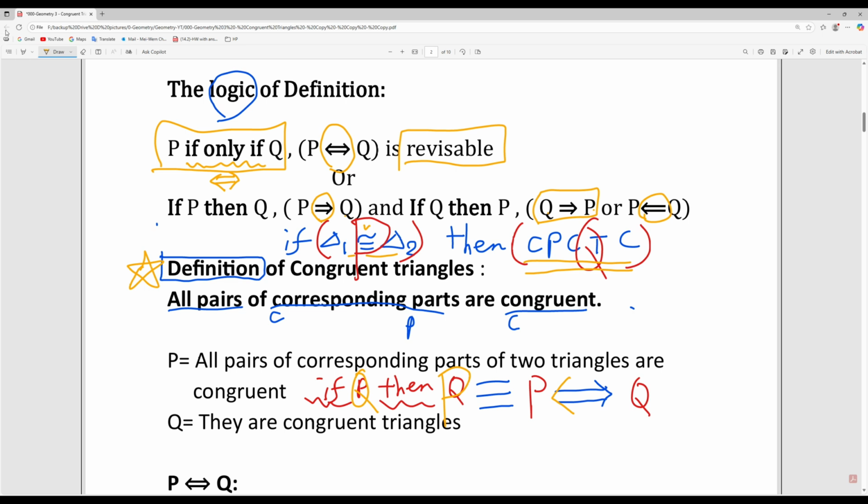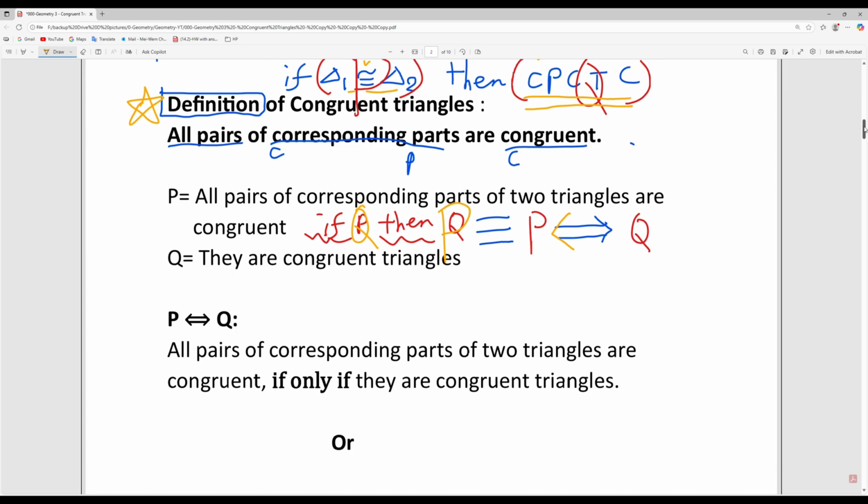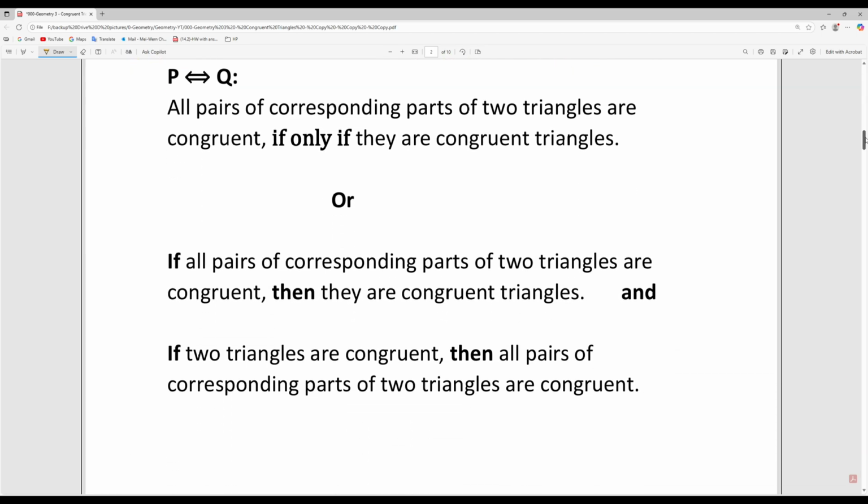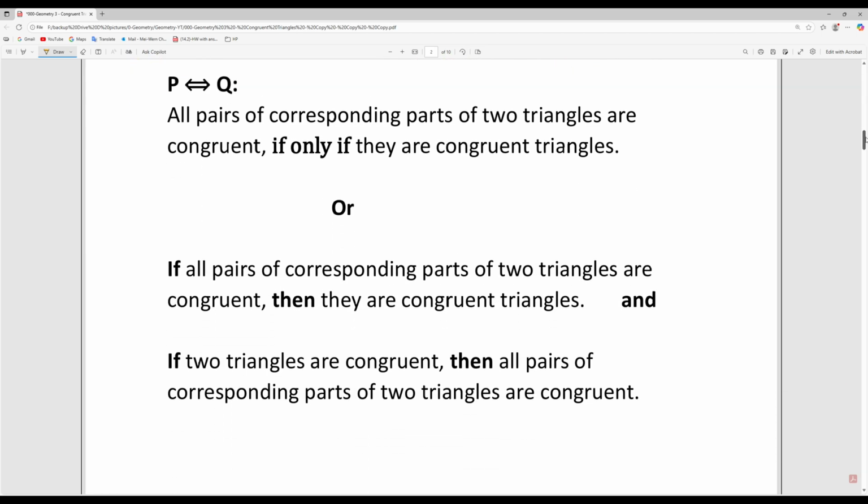So that's the logic of definition, if and only if. Let me move the page, go down. So let me have the final version of the statement.